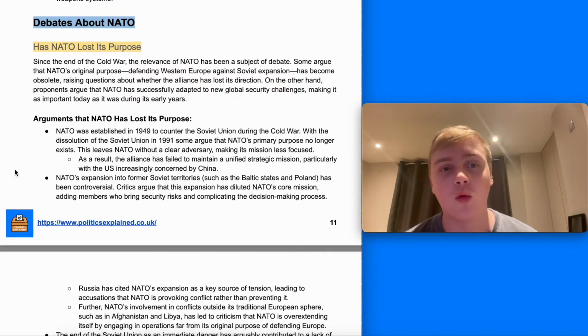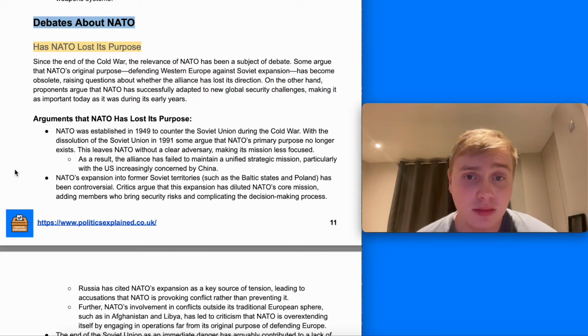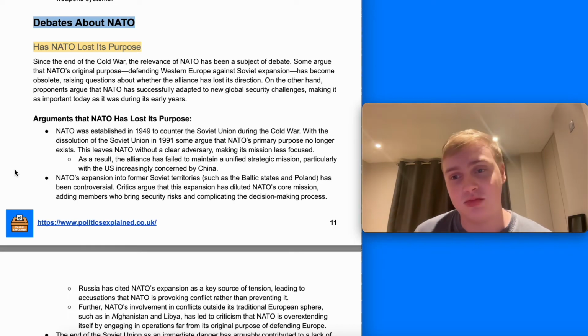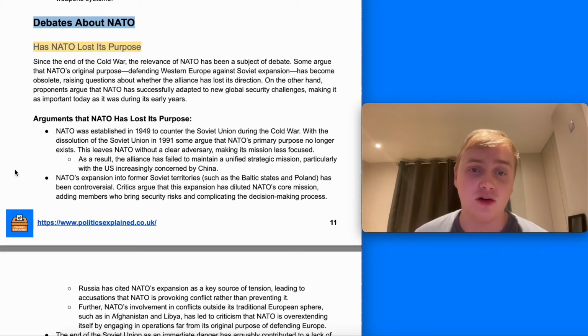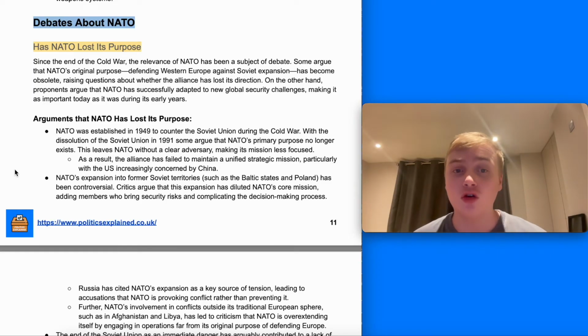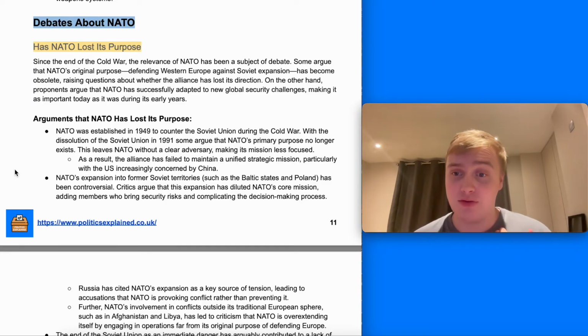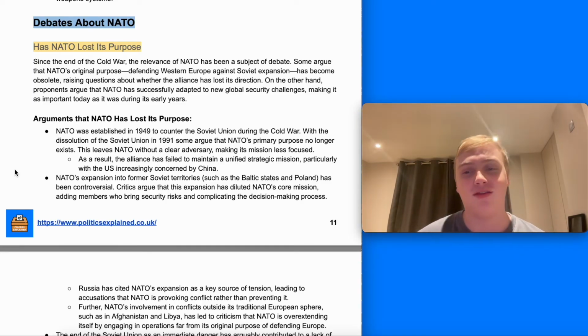So since the end of the Cold War, the relevance of NATO has been a real subject of debate, with some arguing that NATO's original purpose of defending Western Europe against Soviet expansion has become obsolete after the collapse of the Soviet Union, raising questions about whether the alliance has lost its direction. On the other hand, proponents argue that NATO has successfully adapted to new global security challenges, and especially that the defence of Europe is as important as it's ever been, which kind of was really bolstered as an argument after the Russian invasion of Ukraine.